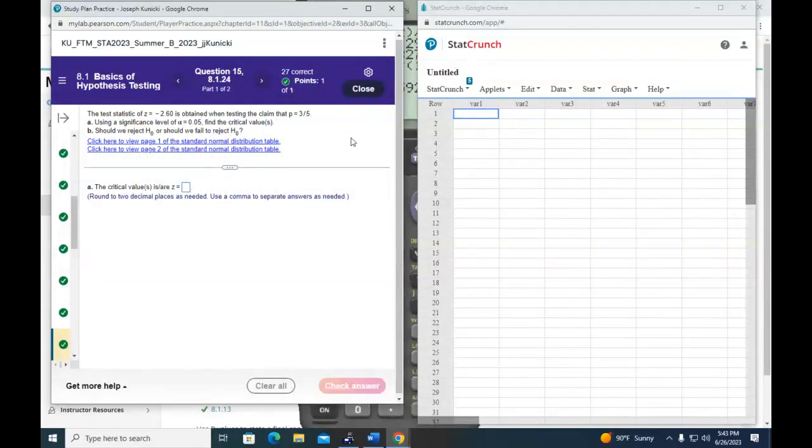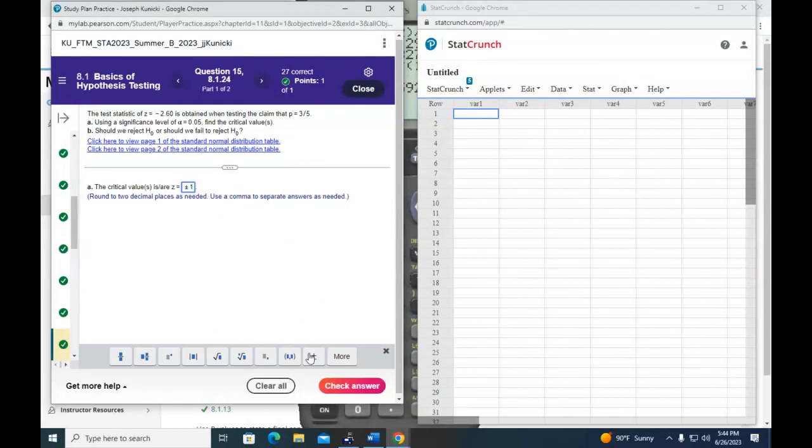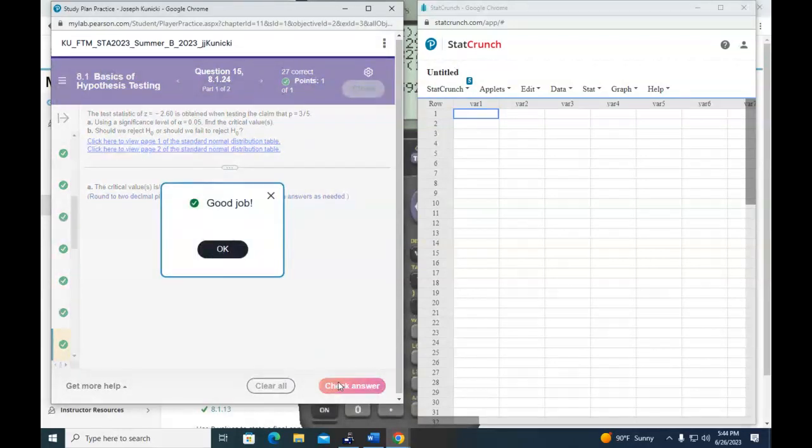A test statistic of z equals minus 2.6 is obtained when testing the claim that p equals 3/5. Use a significance level alpha equals 0.05 and find the critical values. It's a two-tailed test, so it's plus or minus 1.96, because I've got to split that up into two tails, because the claim is equal. So the counterclaim, or the alternative, is not equals, which goes into the alternative hypothesis. So it's two tails. Is that too fast? Where did I get plus or minus 1.96? That's one of those special numbers that we remember, around 95%. So if my test statistic is between those, I don't reject.